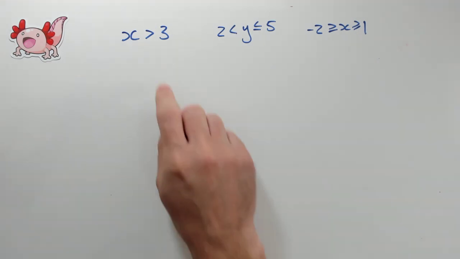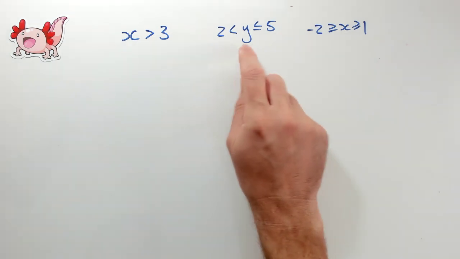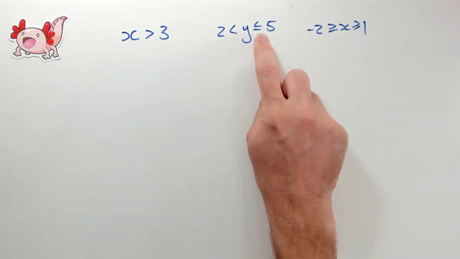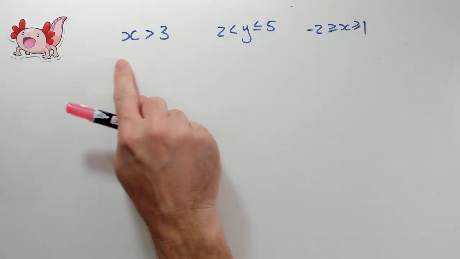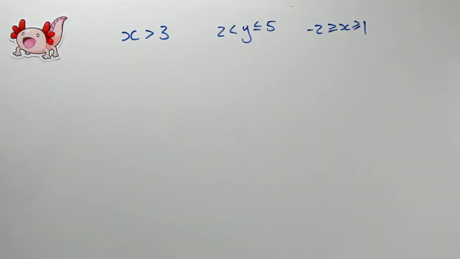You should know by now this is a greater than sign, and that's a smaller than sign, and that is smaller or equal to or greater than or equal to. We should be able to write these. Sometimes they ask us to write this or just show it graphically. So we'll do that on a number line.